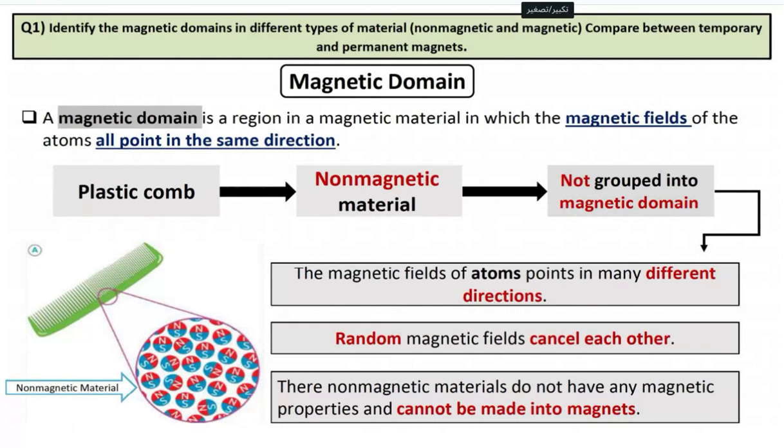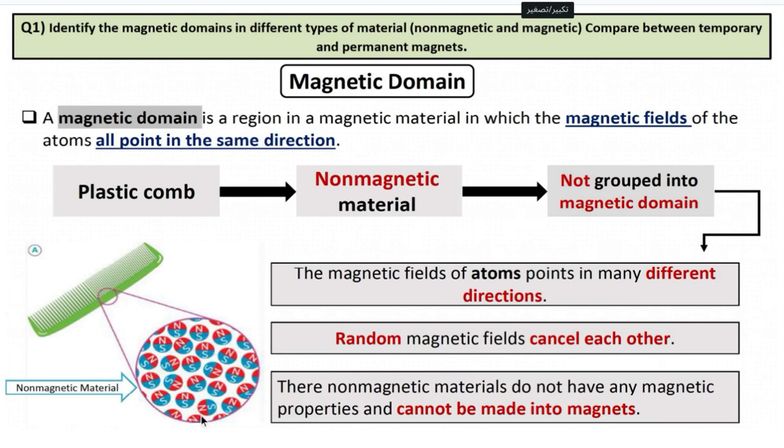The first outcome we will look at says to identify the magnetic domains in different types of materials and compare between temporary and permanent magnets. So let's start off by defining magnetic domains. A magnetic domain is a region in a magnetic material in which the magnetic fields of the atoms all point in the same direction. The important thing to understand about magnetic domains is that they are grouped together. So this is where our atoms are going to be grouped together.